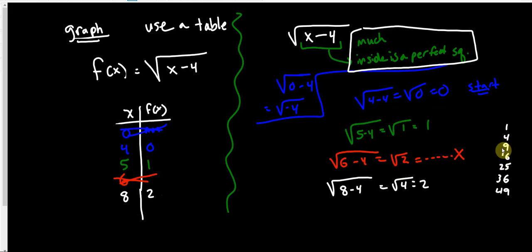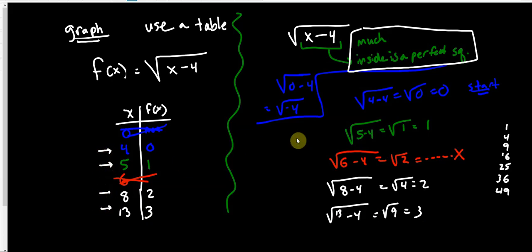Maybe one more would be enough. So I want to make it 9. If I'm going to subtract 4 from it, what's 4 more than 9? Oh, maybe 13. Let's try 13. 13 minus 4 is 9, and the square root of 9 is 3. Nice. Okay. And so now I have these 4 points that I would like to try to graph.